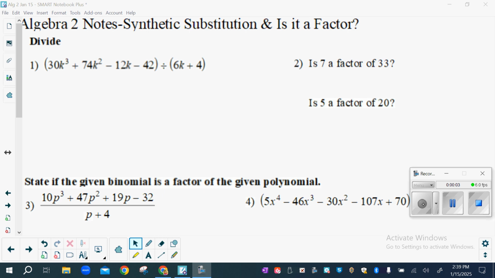Oh, we have to do the long division. Why? Because a 6 is before the k. We've got this coefficient here on the 6. We need to do long division. So, 6k plus 4.